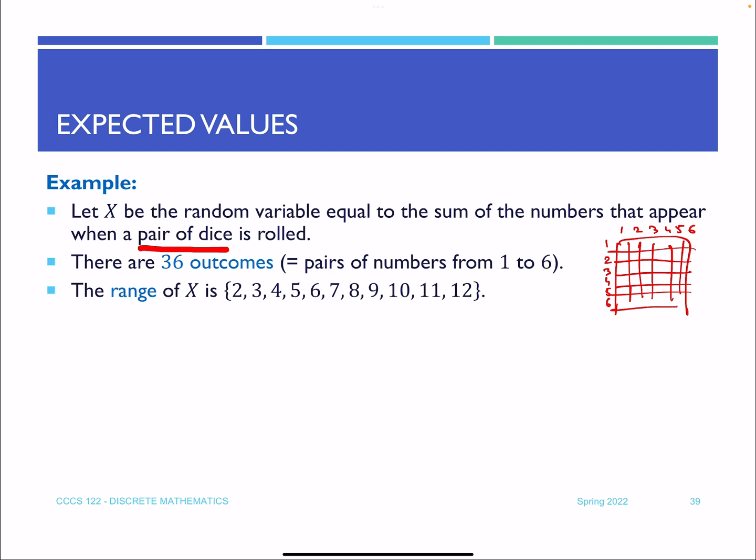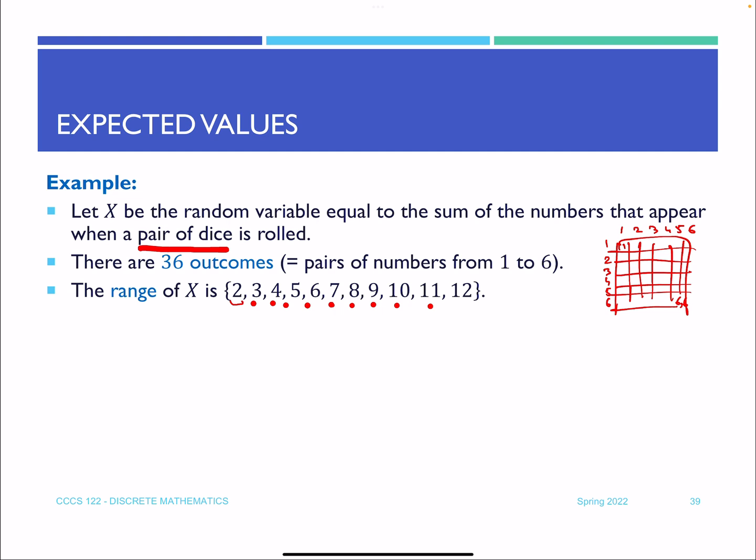You can see there are 36 different possible combinations of what you can see. But then ultimately the random variable x is defined as the sum of those numbers, and there's only 11 possible sums that you can get. Smallest sum you can get is 2 when you get 1 and 1. The largest value is 12 when you get 6 and 6. And in between you get every other number, 3, 4, 5, 6, 7, 8, 9, 10, 11.